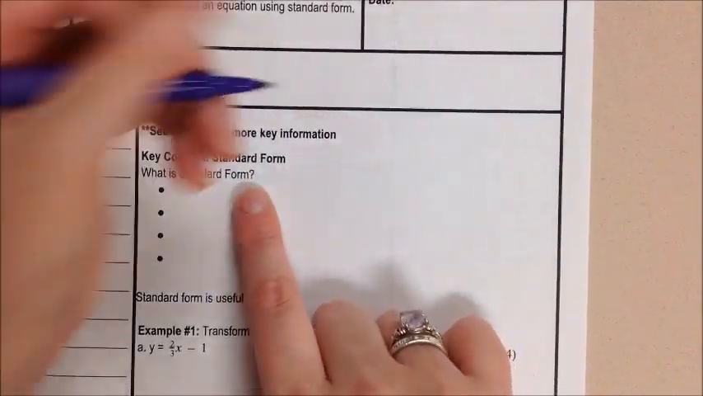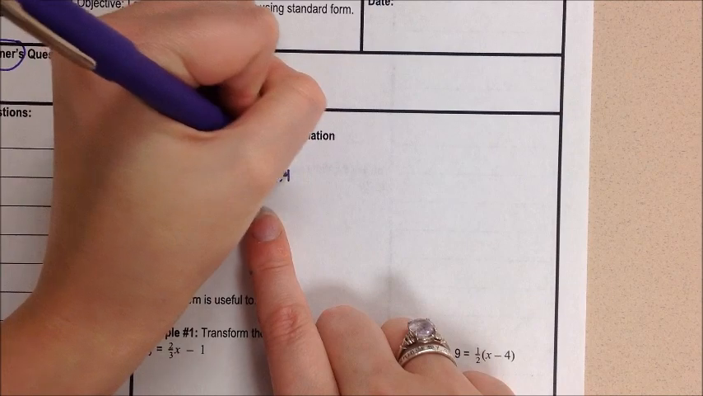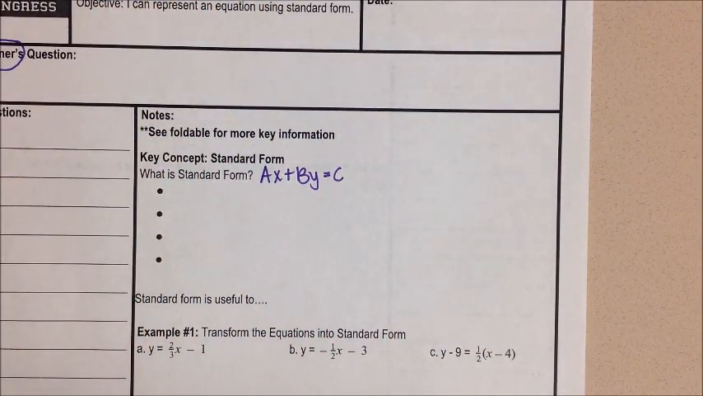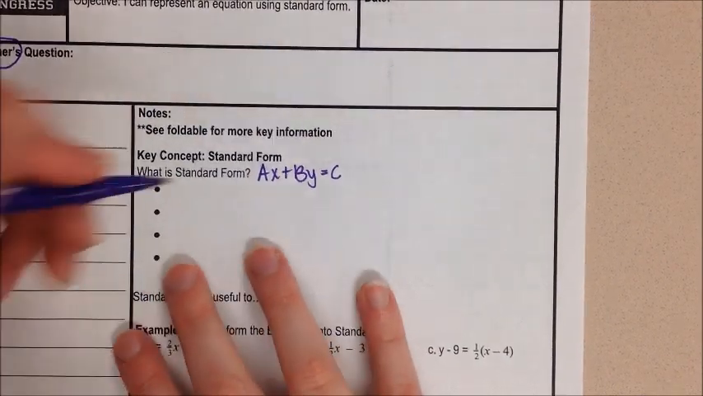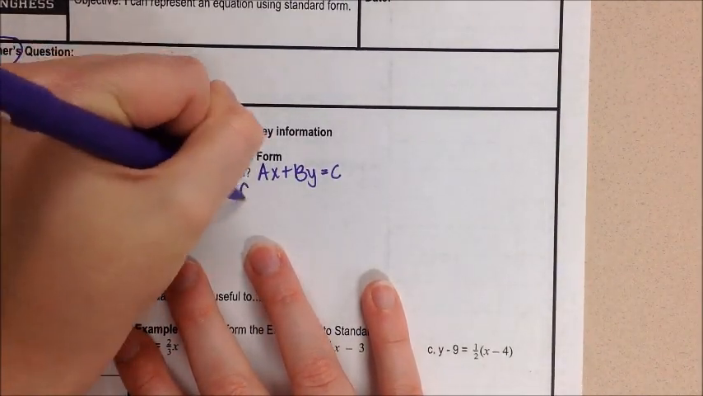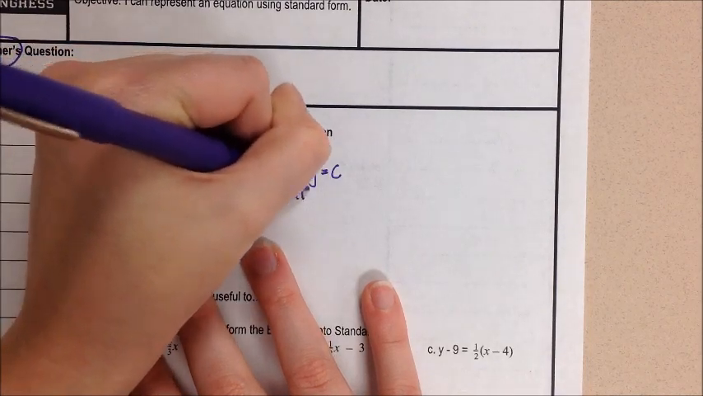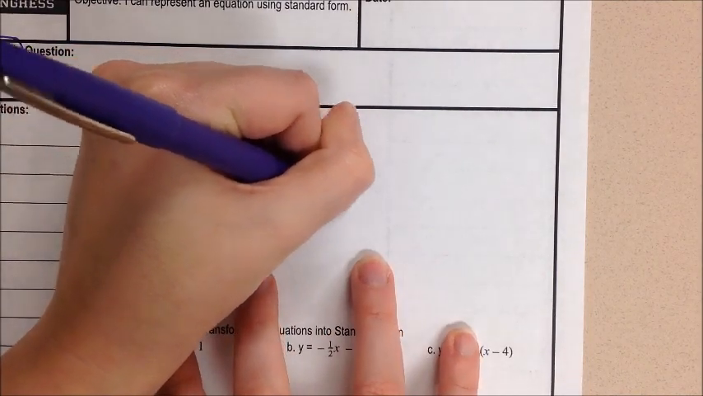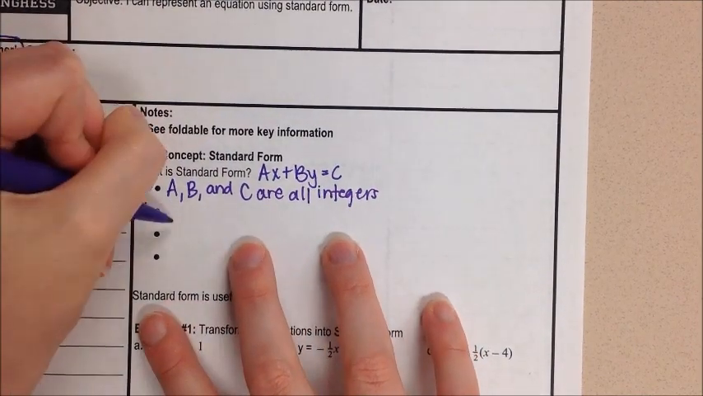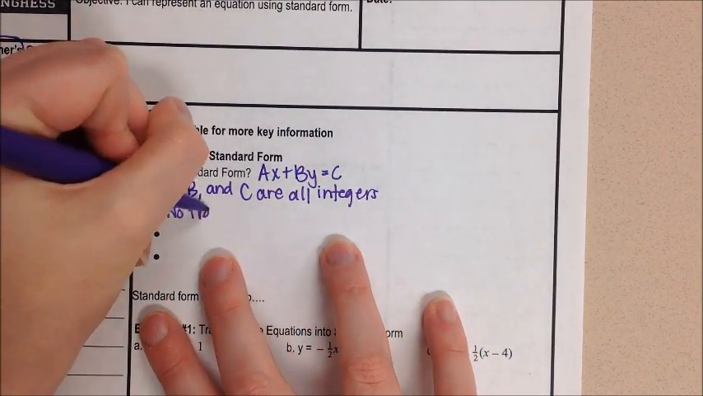Okay, so now we're going to flip to the notes. So what is standard form? Well, it's ax plus by equals c. There are a couple of things that have to be true. A, b, and c are all integers, which means I can't have fractions or decimals.